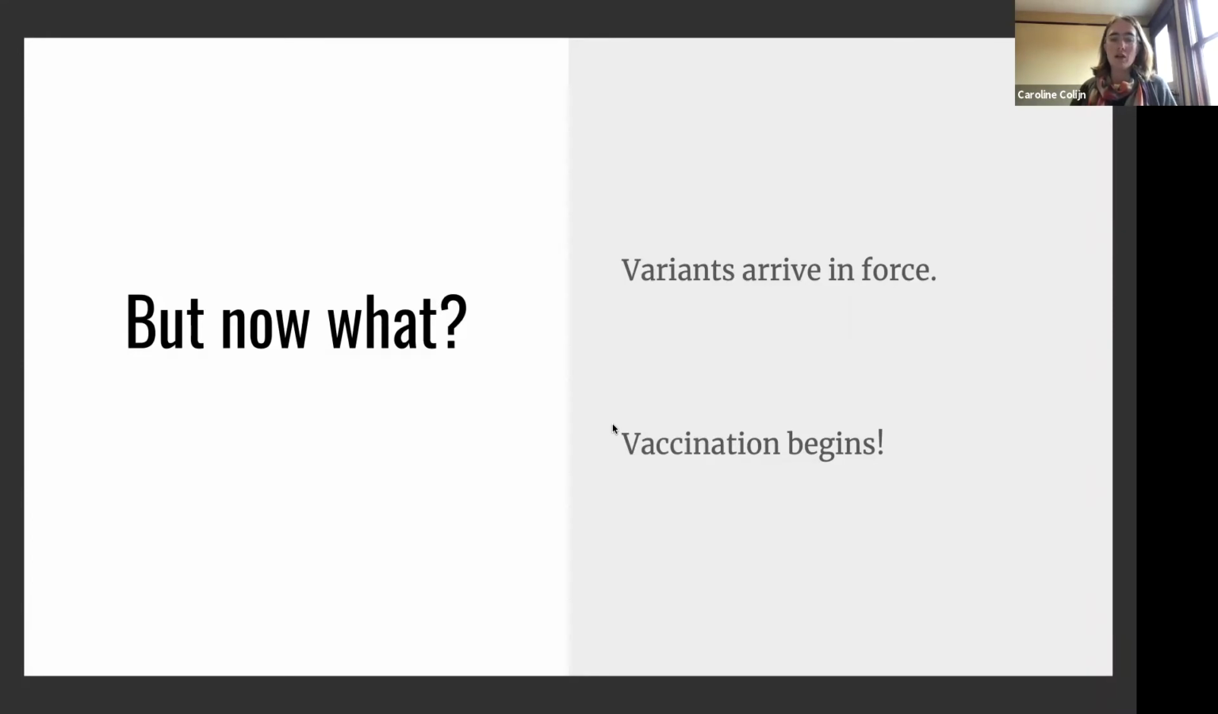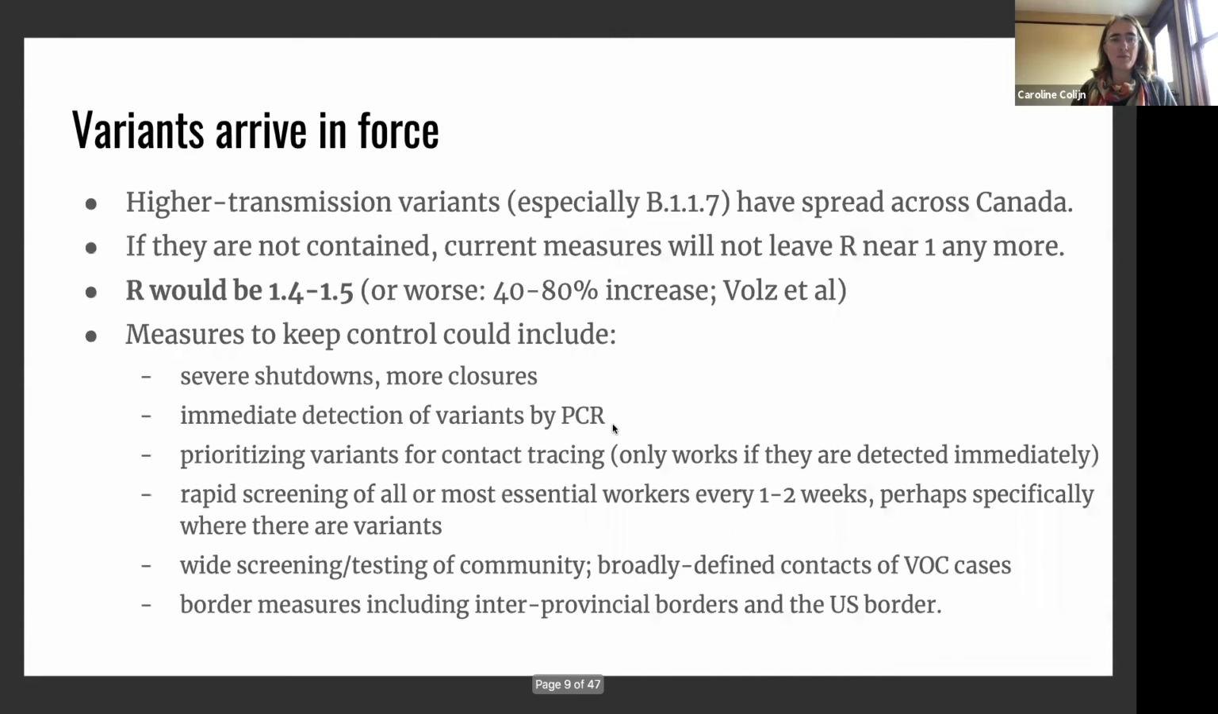So I want to talk a little bit about how we're doing modeling for both of these and what we're finding. Okay, so first, variants arrive in force. Higher transmission variants have now arrived in Canada and have spread across Canada and established themselves, particularly in Alberta, BC, Ontario, and Quebec, less so in other provinces.